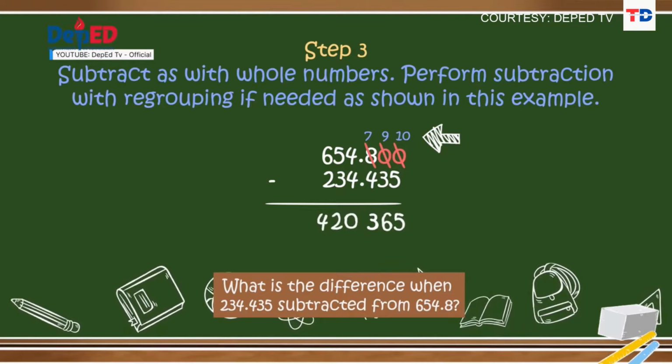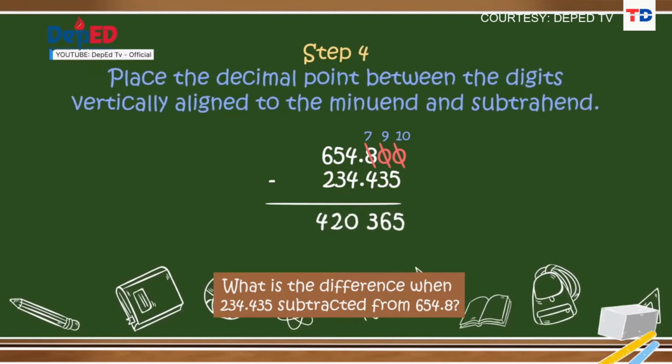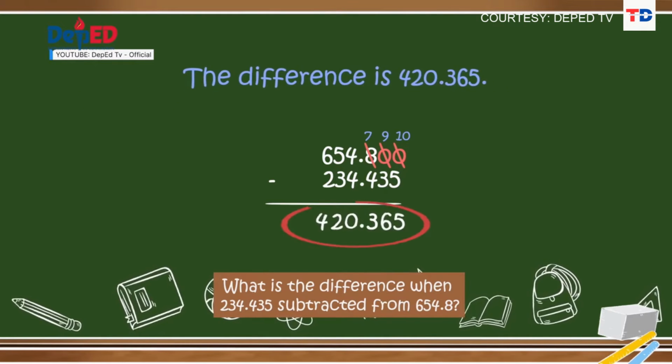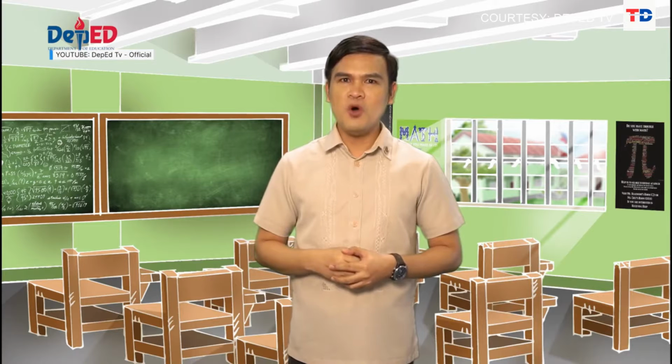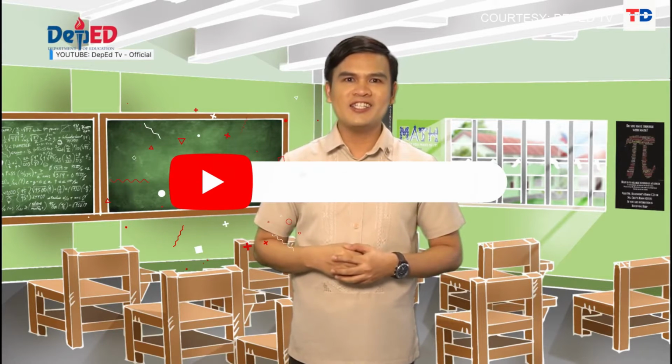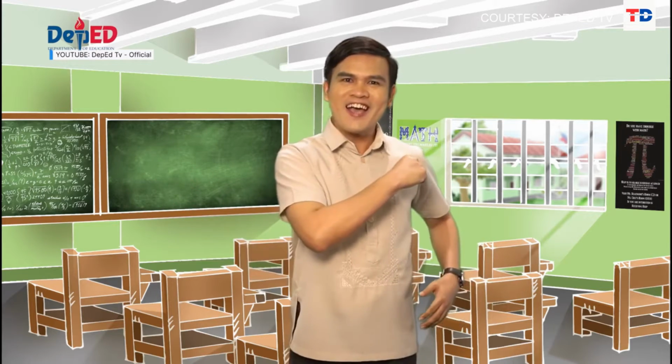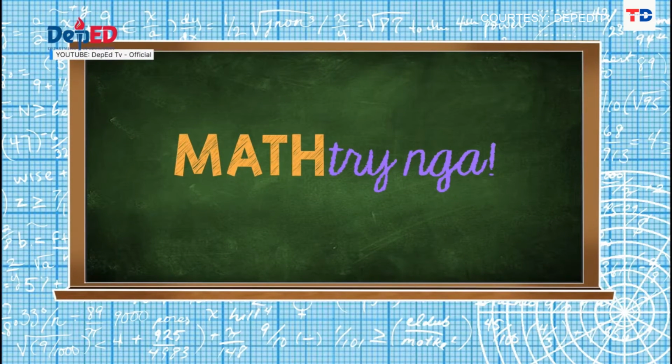We can now subtract starting from the right or ones digit. Step 4. Place the decimal point between the digits vertically aligned to the minuend and subtrahend. So, the difference is 420 and 365 thousandths. Now, let's try some more. We will see if you can answer our next task. Join with me and say, Mas try nga!